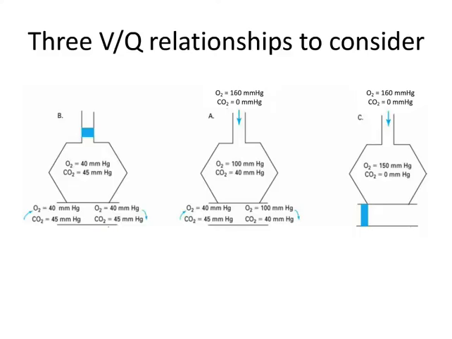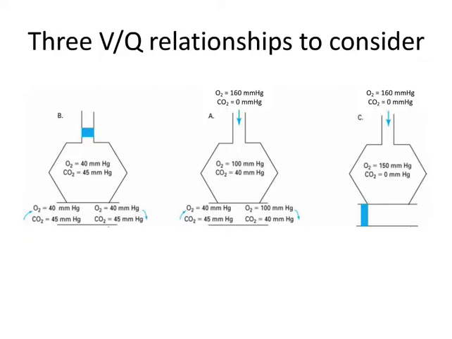This slide depicts two extremes of the VQ relationship as well as the normal. Shunt is depicted on the left, where the VQ ratio equals 0. Dead space on the right shows a VQ relationship equal to infinity. It is worth taking a moment to look at the alveolar PO2 and alveolar PCO2 in each of these scenarios.